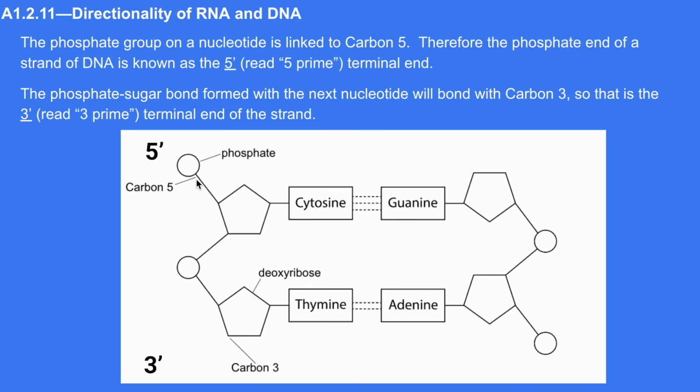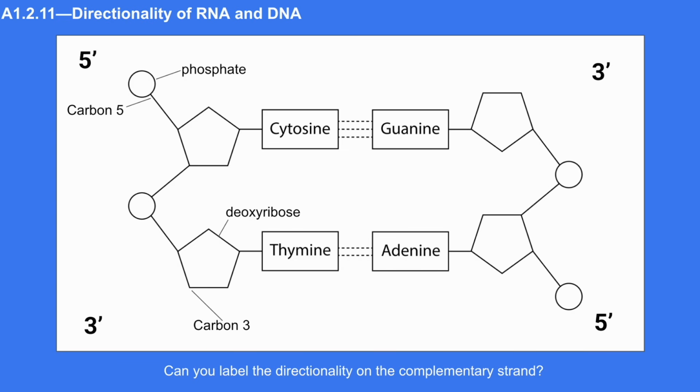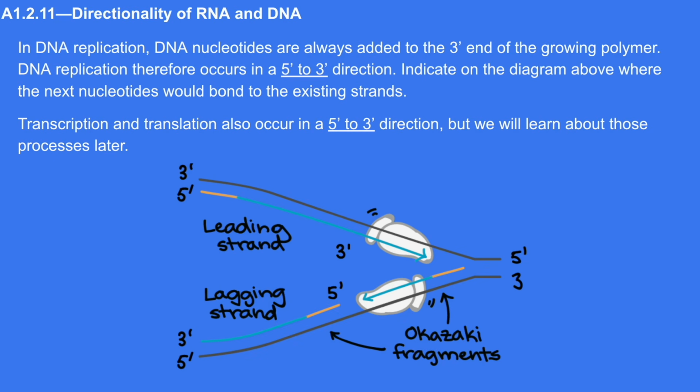So carbon 5, this end that's attached to the phosphate, we're going to call the 5' end. Right here we have carbon 3, right? Oxygen, carbon 1, carbon 2, carbon 3. This is the 3' end, and this is where the next nucleotide is going to be attached. And so we're going to see that we have the opposite going on. This is carbon 3, this is carbon 5. And so because they're anti-parallel, we can see that they are running in opposite directions.